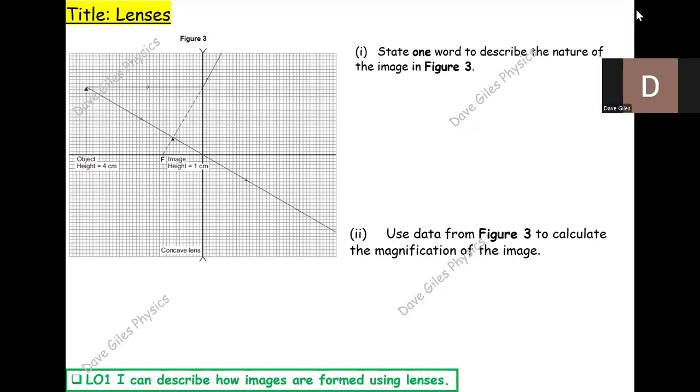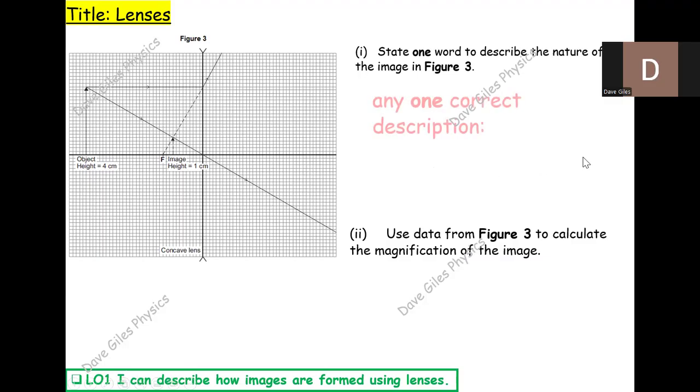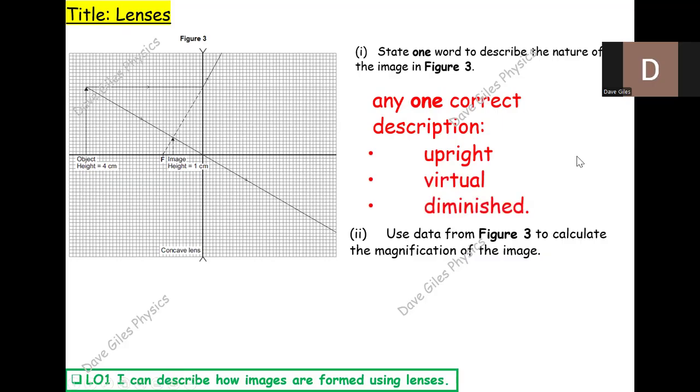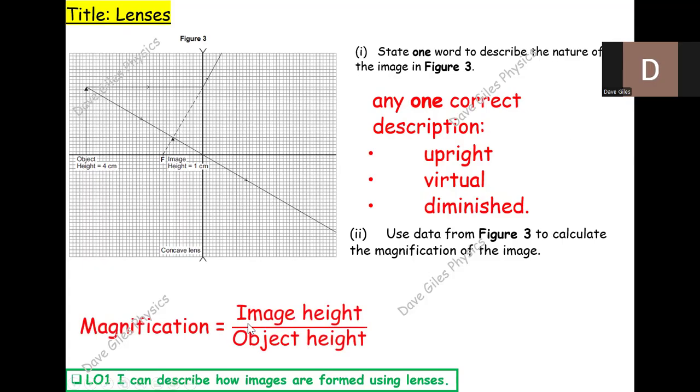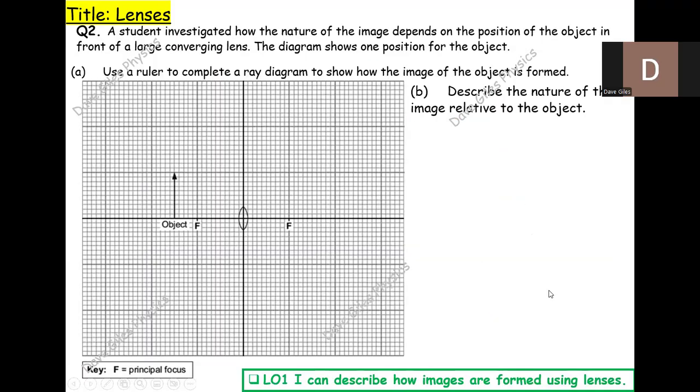So, quick exam question. State one word to describe the nature of the image in figure 3. So this is a concave lens, just to point that out. So it's upright, virtual, and diminished. And calculate the magnification. Now, magnification is just the image height divided by the object height. So it says 1 centimeter here, the object height is 4 centimeters, so the magnification is a quarter, or 0.25.